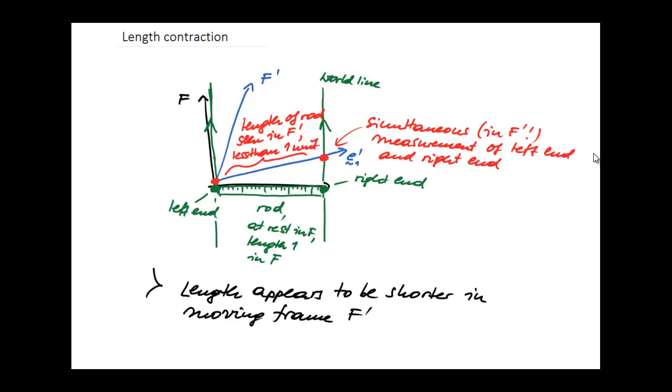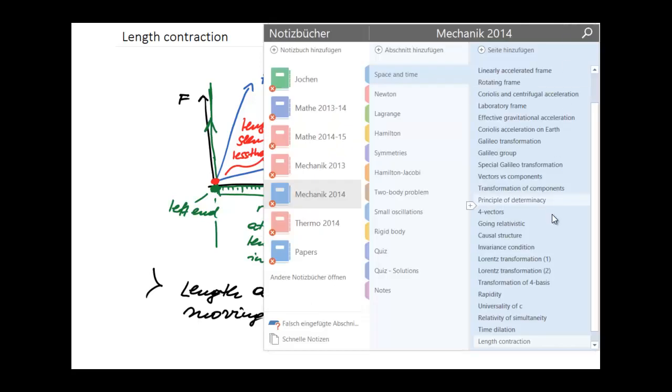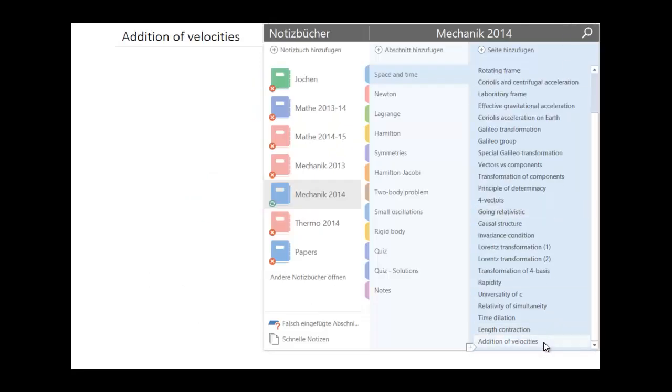Then let me come to the last relativistic effect that I would like to discuss, and that's the relativistic addition of velocities. You immediately see that there is a problem with the ordinary way of adding velocities.